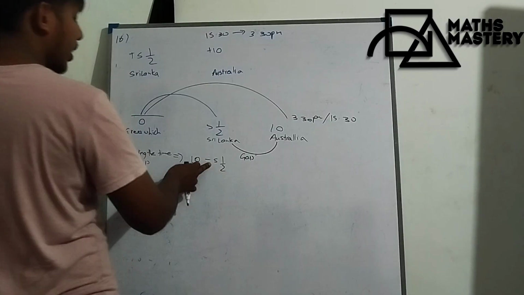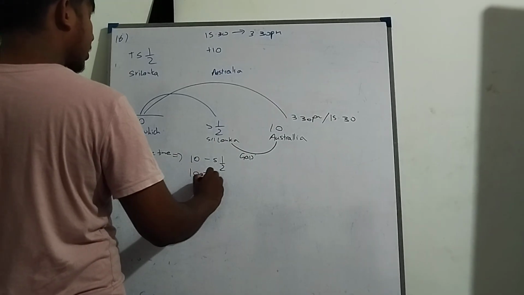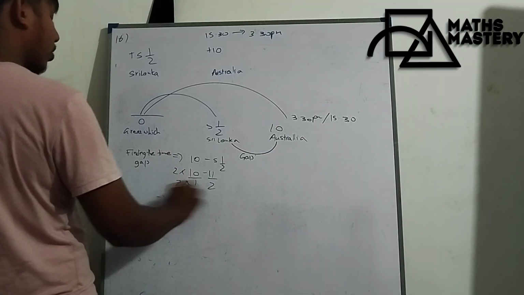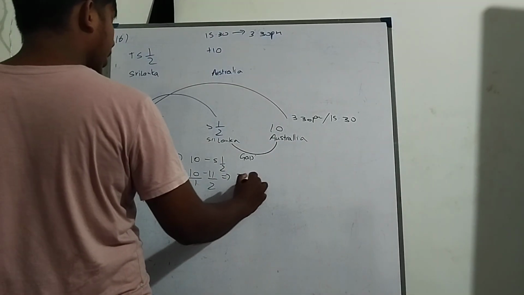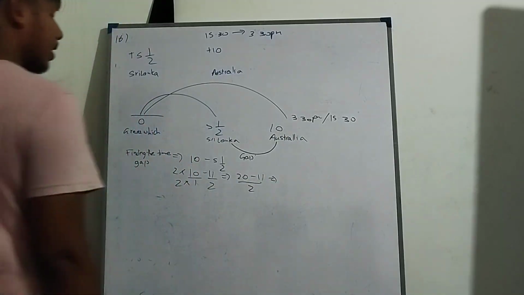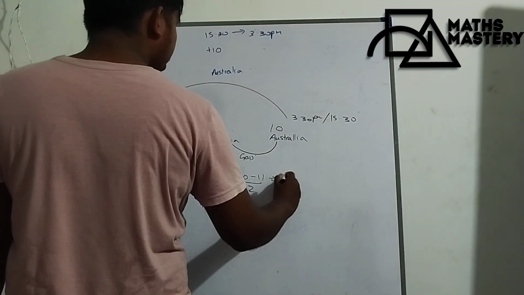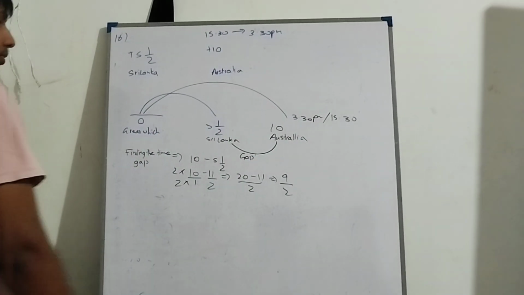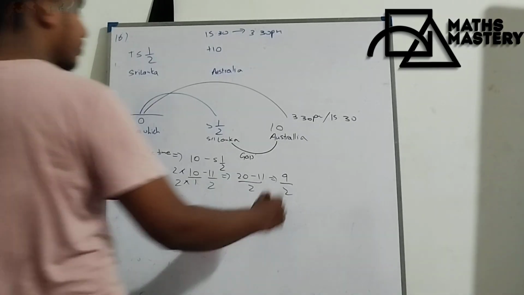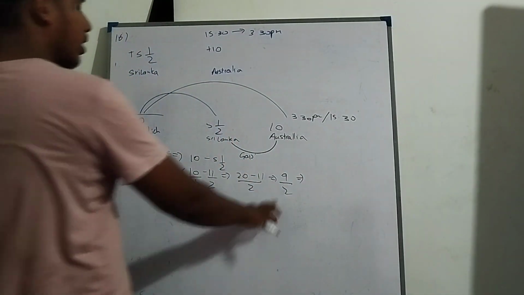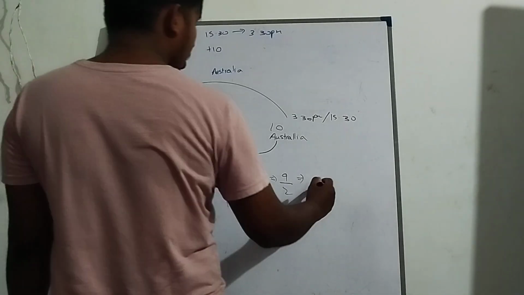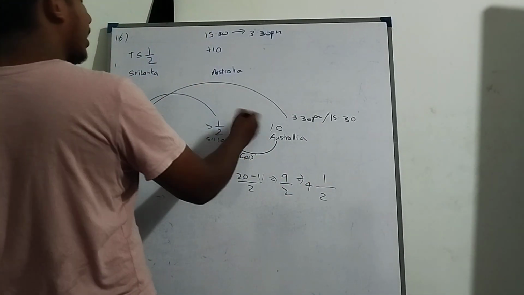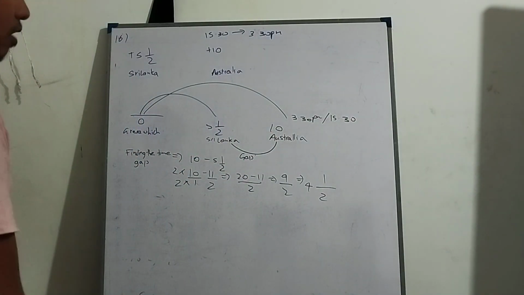5 and 1 over 2: 5 times 2 is 10, 10 plus 1 is 11, so 11 over 2. Since the denominator of 10 is 1, you multiply top and bottom by 2, so it's 20 minus 11 over 2. From 20, if you subtract 11, you'll get 9 over 2. Converting this into a mixed number, you'll get 4 and a half. So the gap between here and here is 4 and a half.